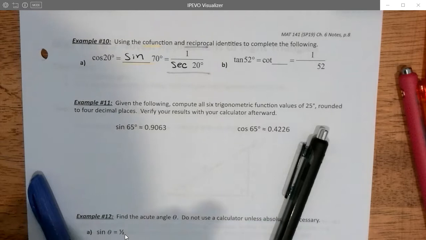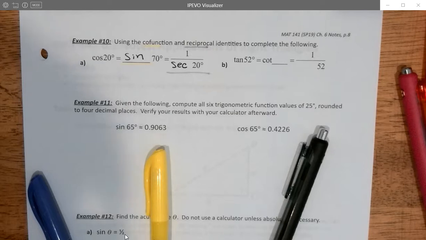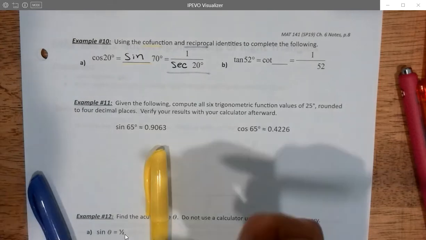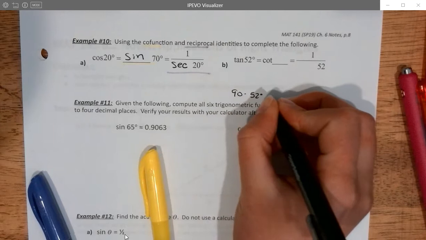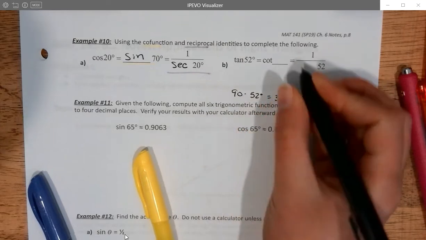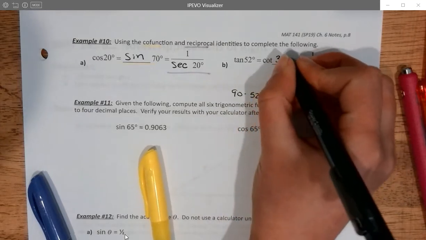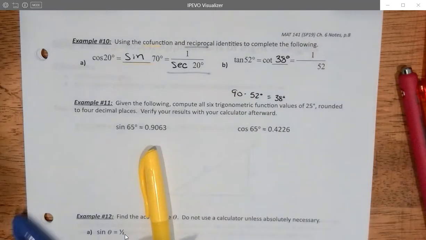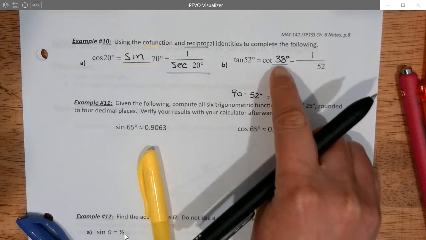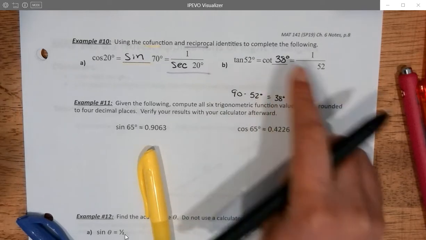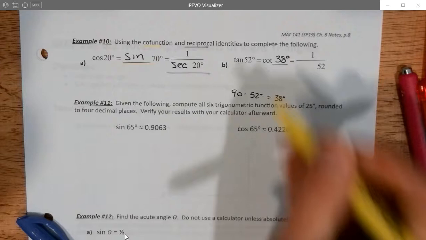All right, the tangent of 52 degrees is going to be equal to the cotangent of, I need the complementary angle. So first of all, 90 minus 52 is 38. So it's the cotangent of 38 degrees. Okay, the tangent of 52 degrees is equal to the cotangent of 38 degrees. That first one was a cofunction.